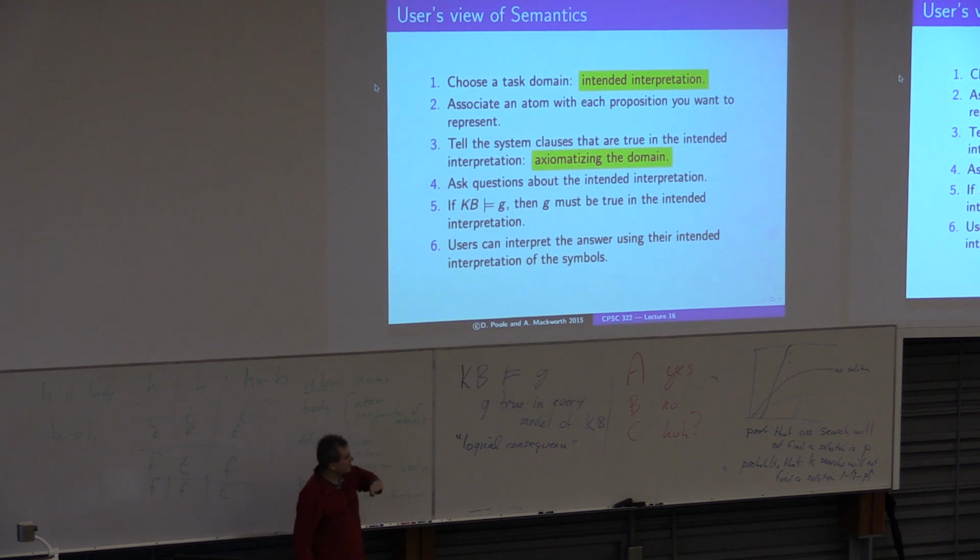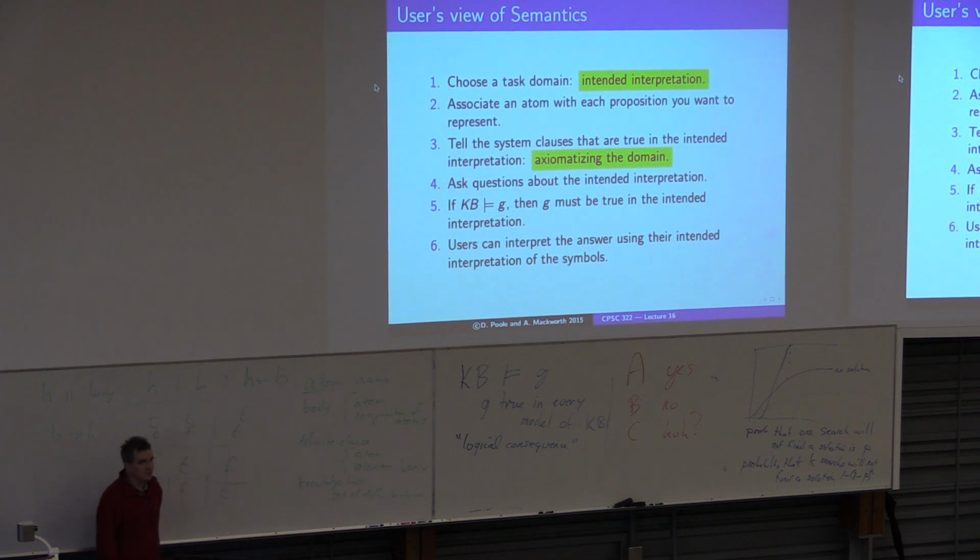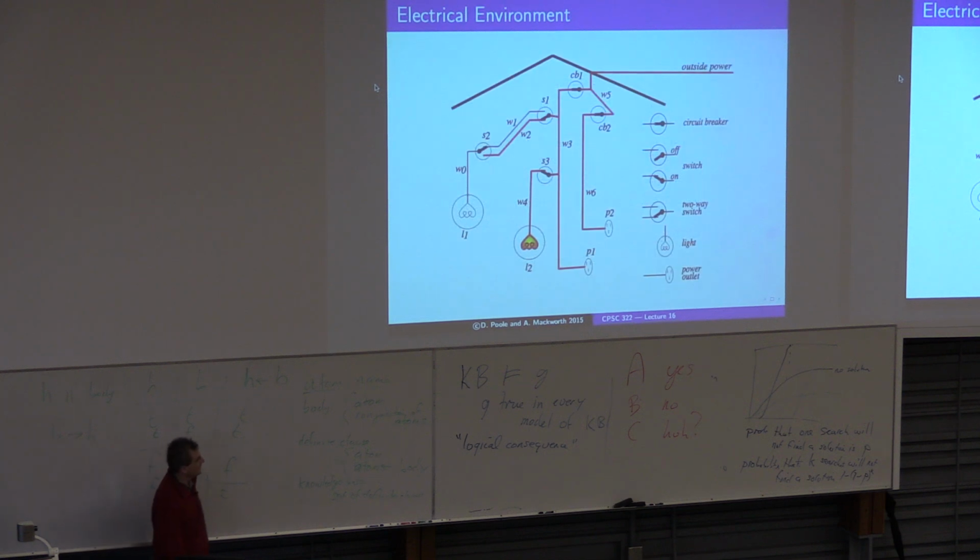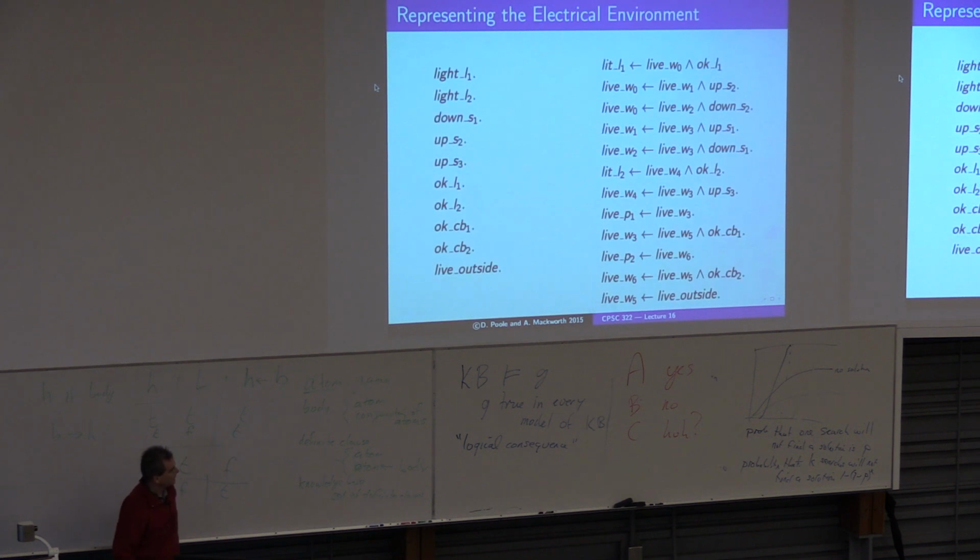But because they have meanings associated with symbols, they can interpret answers with respect to their meanings. So here's this domain again. One of the things we can do is write down statements that are true in here. So here's sort of an axiomatization of how this world works. I have meanings associated with light L1, light L2. If I look at the top right, I can say L1 is lit if the wire W0 is live and L1 is OK. And W0 is live if W1 is live and switch S2 is up.